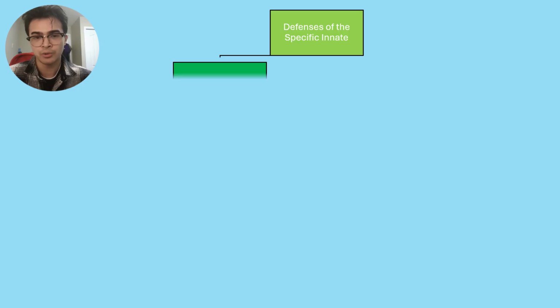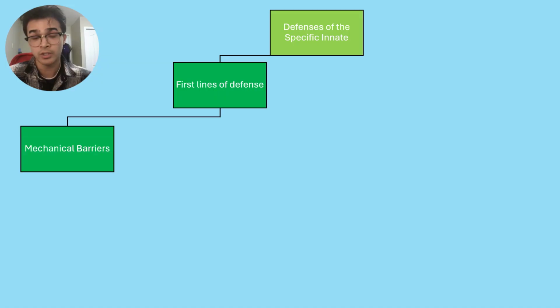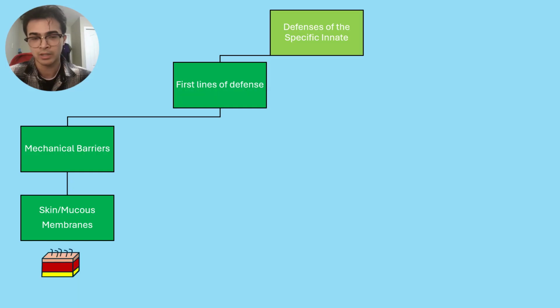So now we're going to talk about the innate immune system. It's split up into two categories, our first line of defense and our second. The first line of defense is split into three types of defenses. So the first is our mechanical barriers. And this category includes your skin and mucous membranes, which try to keep the pathogen out before it even infects us. The second is our chemical barriers.